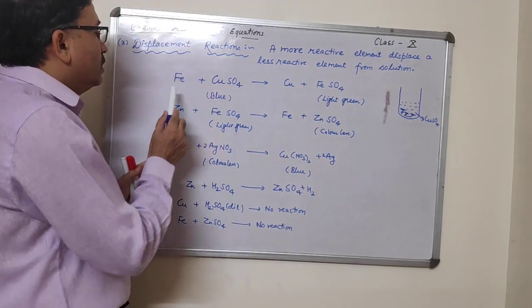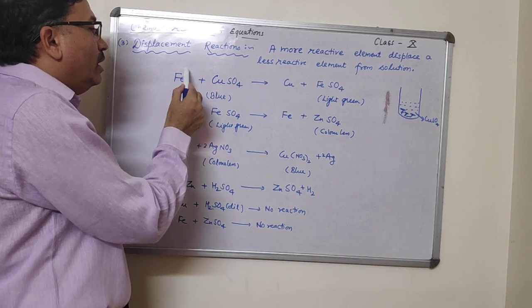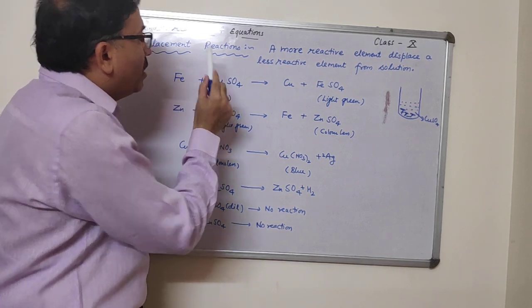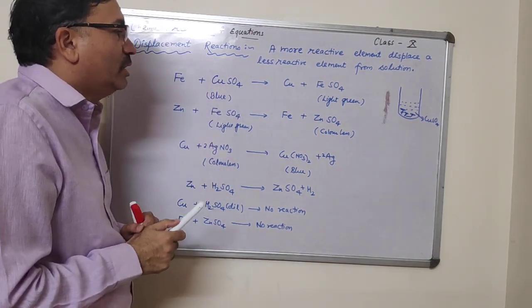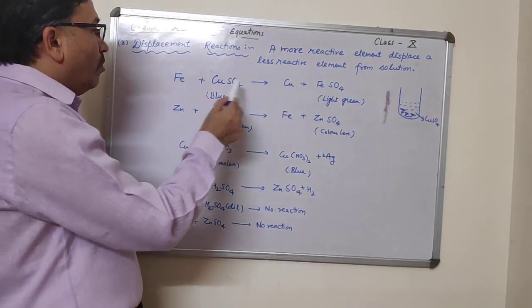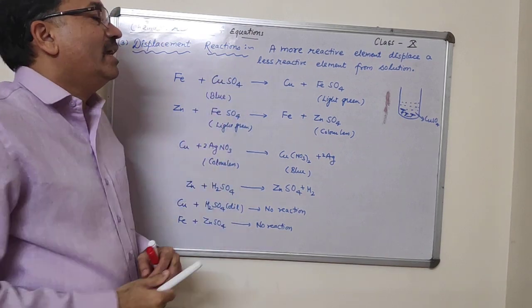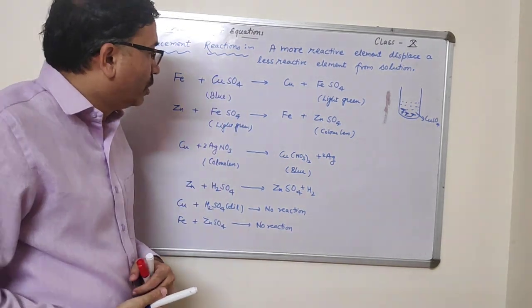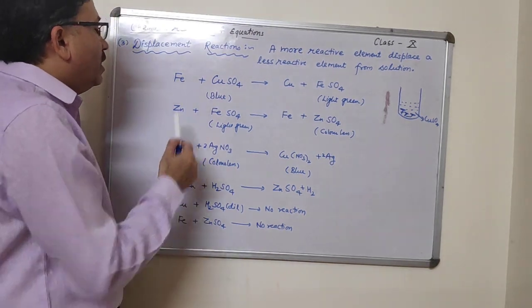Means what happens? Iron is more reactive than copper. It has displaced copper from copper sulfate solution and forms FeSO4. So a more reactive element displacing a less reactive element from the solution is called a displacement reaction. See another example I have taken.